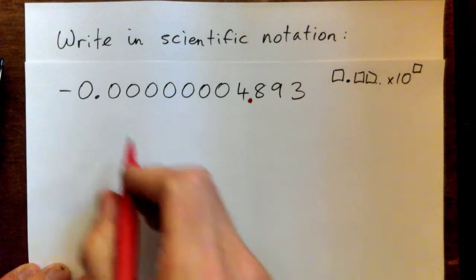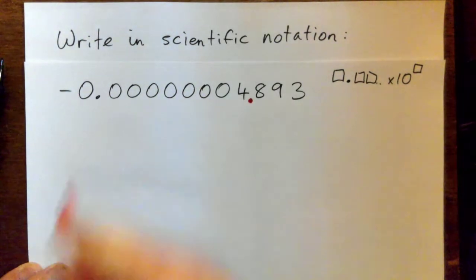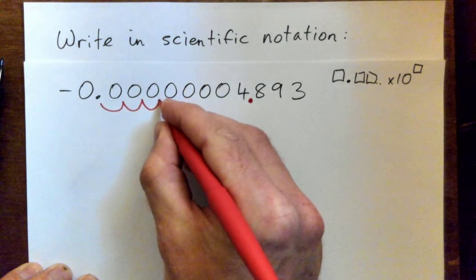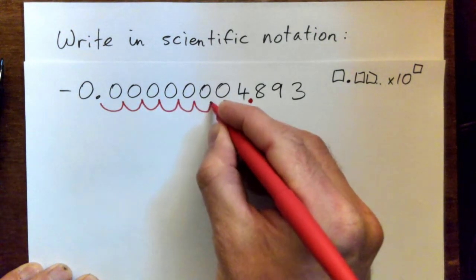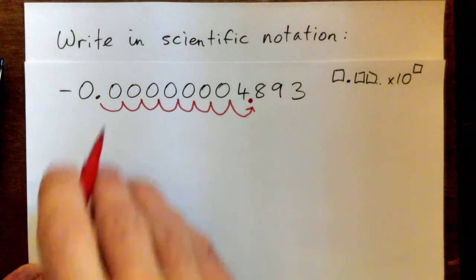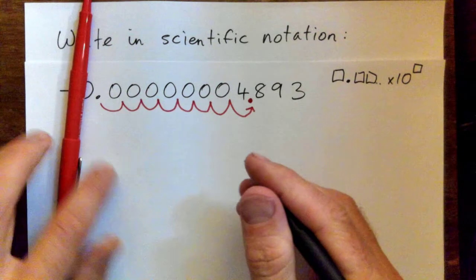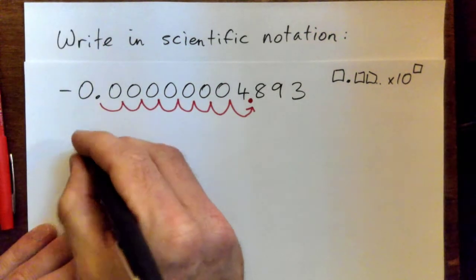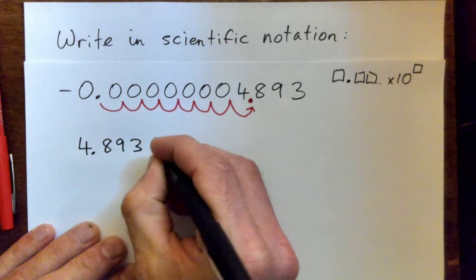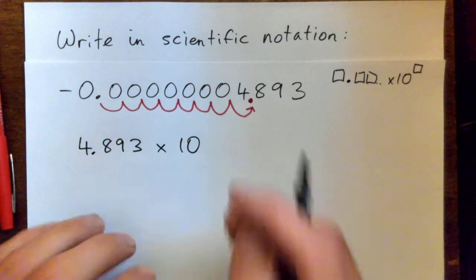And we need to move this decimal point over to here. Now, how many spaces does it go? 1, 2, 3, 4, 5, 6, 7, 8. It goes 8 spaces over. So this in scientific notation is going to be 4.893 times 10 to the power of something with an 8 in it.